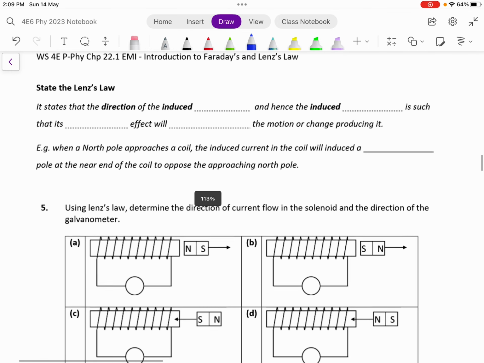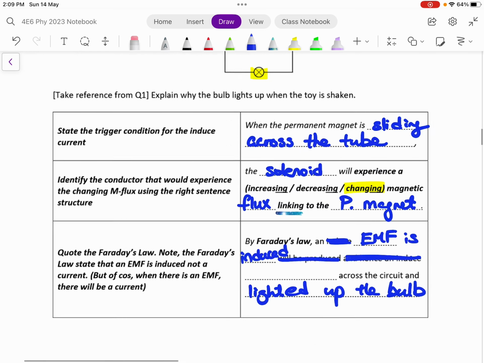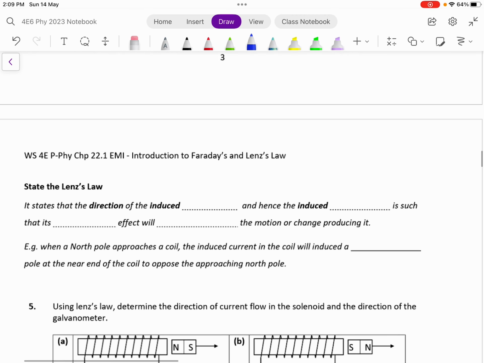So last but not least, I will end the video with the introduction of Lenz's law. So what is Lenz's law? If you think about Faraday's law, it only tells you that there's an induced EMF. But did it tell you in which way will the current be flowing? No, right? So basically Lenz's law settles that.